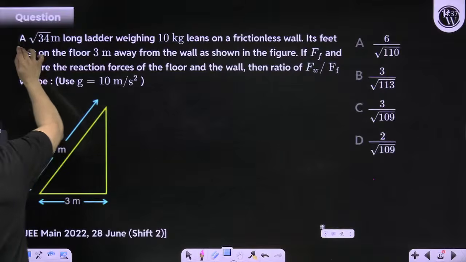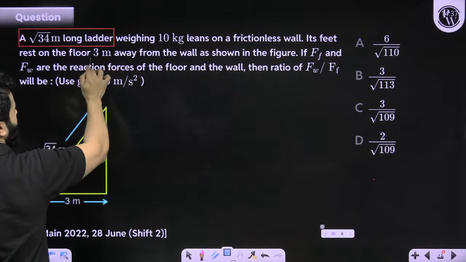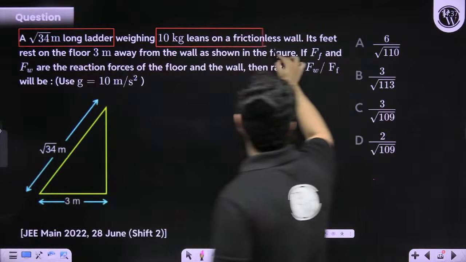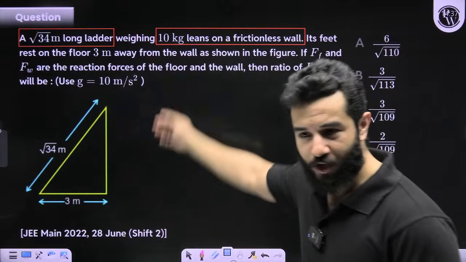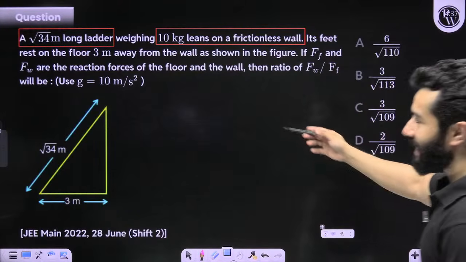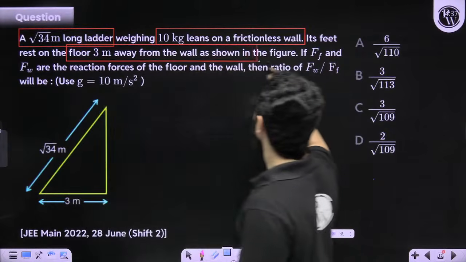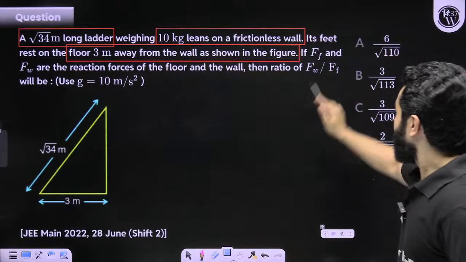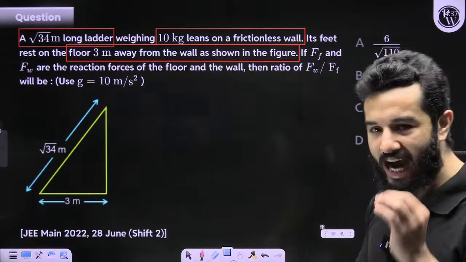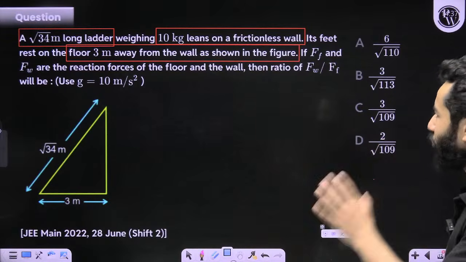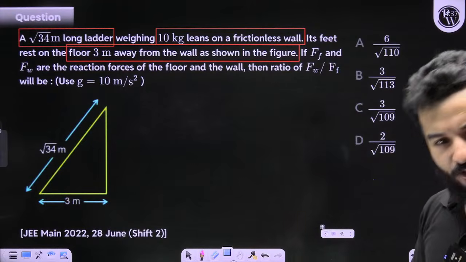A 34-meter long ladder weighing 10 kg leans on a frictionless wall. So the wall is frictionless, right? And it rests on the floor 3 meters away from the wall, as shown in the figure. F and Fw are the reaction forces of the floor and the wall, then the ratio of these two is. It's a very nice problem.